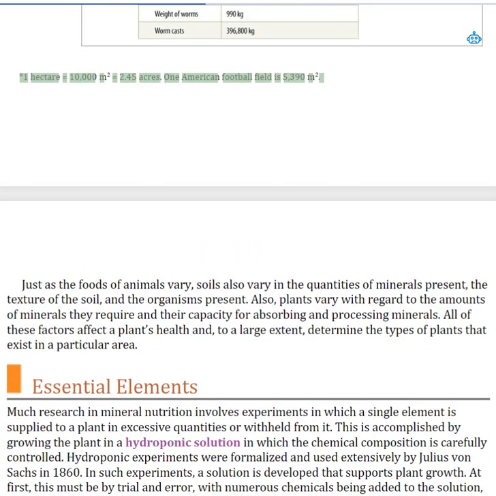1 hectare equals 10,000 m² equals 2.45 acres. 1 American football field is 5,390 m².